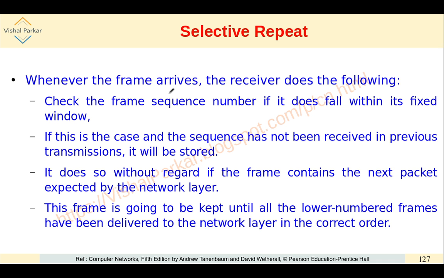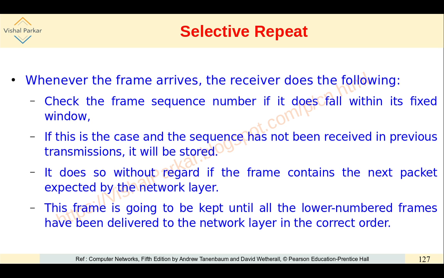Now, whenever a frame arrives, the receiver simply does the following. It checks whether the frame sequence number falls within the receiver's window. If it falls within that window and that sequence number has not already been received, that frame will be stored. It does so without regard to whether the frame contains the next packet expected by the network layer or not. Now, this frame is going to be kept until the lower-numbered frames have been delivered to the network layer in the correct order.